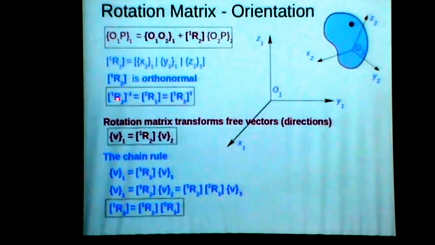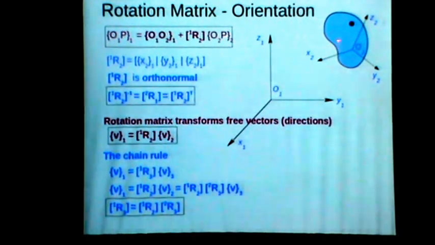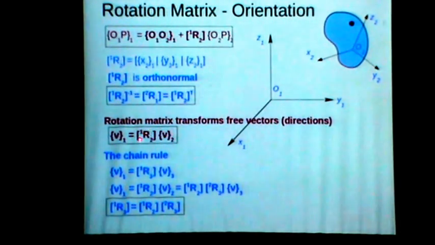And by the way, the inverse of the rotation matrix from 2 to 1 is nothing but the rotation matrix from 1 to 2. Now comes the important thing. If you have a free vector, so take any direction vector here, we express in 2, so let's say fixed to this. So some vector that we have marked on this body, its direction in the global coordinates is obtained by just pre-multiplying with this rotation matrix.